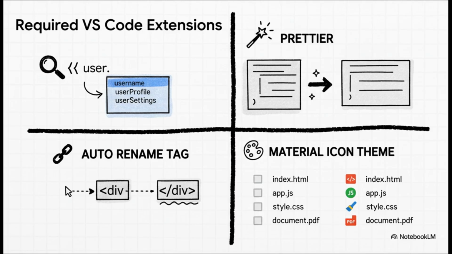First, the Angular Language Service. This gives you amazing code completion. Think of it as an expert looking over your shoulder. Then, Prettier. It's a code formatter that keeps everything looking neat and tidy, automatically. Auto Rename Tag, oh man, this is a huge time saver. And finally, the Material Icon Theme, which just makes your file explorer way easier to read at a glance. Seriously, don't skip these. They're game changers.